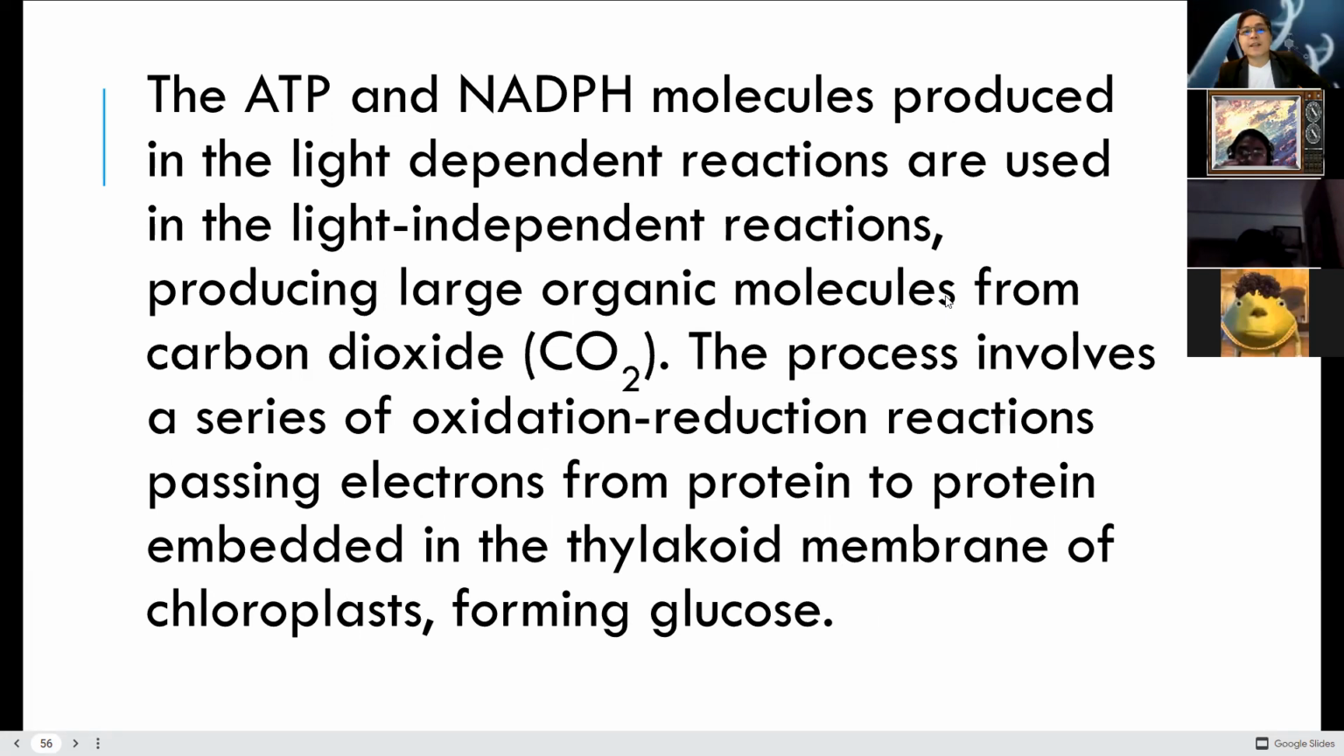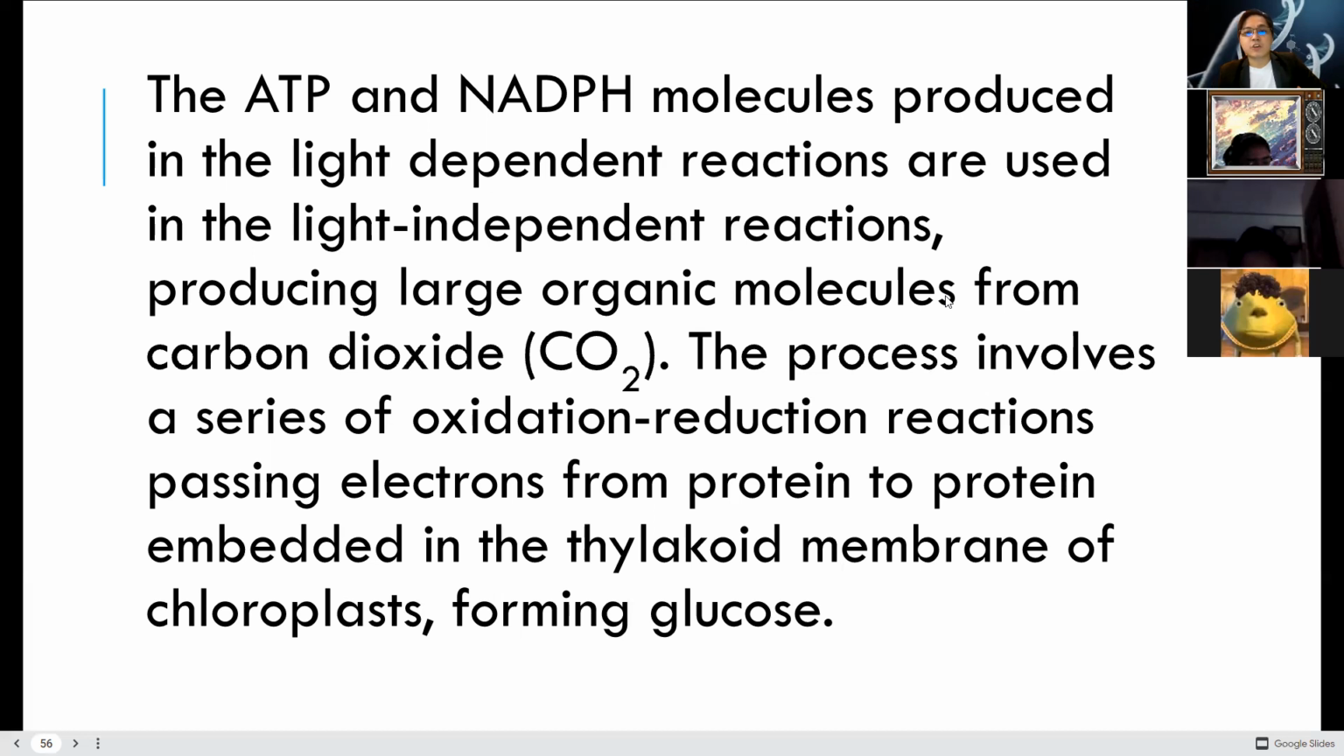The ATP and NADPH, or nicotinamide adenine dinucleotide phosphate, molecules produced in the light-dependent reactions are used in the light-independent reactions. So the product of the light-dependent reactions is the raw material for the light-independent reactions. Again, the product of the light-dependent reactions will be the raw material for the light-independent reactions to occur, right?